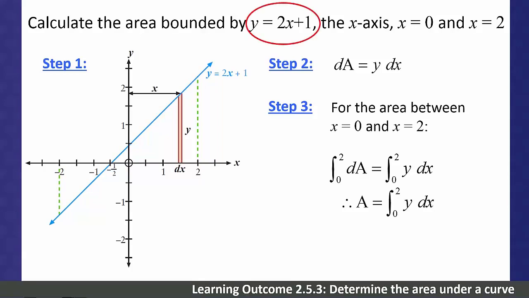Remember that y is equal to 2x plus 1. This is our original function. We substitute 2x plus 1 for y. When integrating, we are adding up the areas of all the small rectangles between 0 and 2.